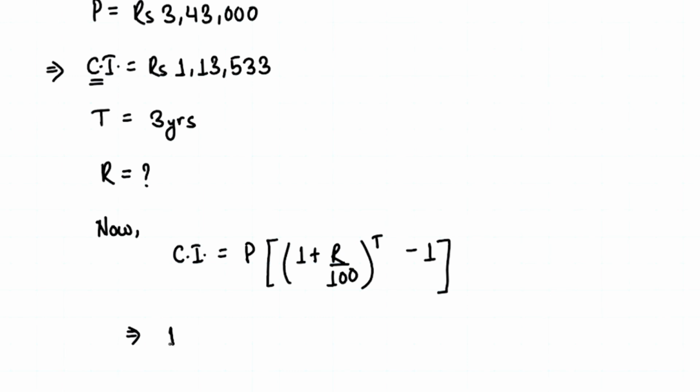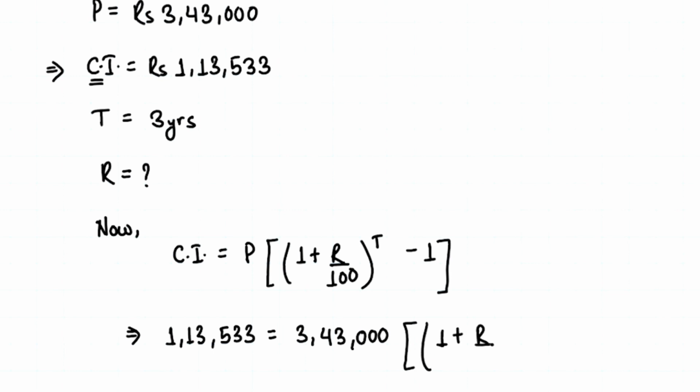So we have our compound interest as 1,13,533 equals to our principal, 3,43,000. And then we have our big bracket over here, small bracket, 1 plus, we don't know the rate, R divided by 100, and then bracket close, our time is 3 years, minus 1.